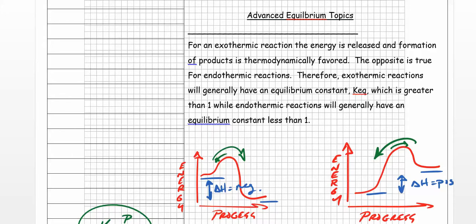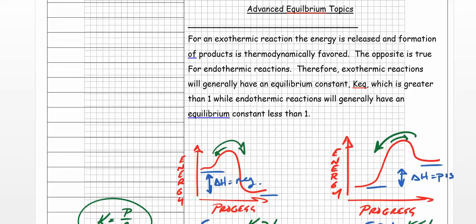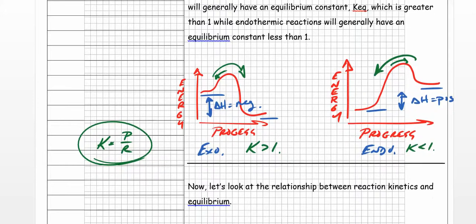Now, in this particular installment, we're going to be looking at some advanced topics in equilibrium, and they include the relationship between equilibrium and thermodynamics to begin with, and then equilibrium and reaction kinetics. So if you're not thoroughly familiar with those topics, you're probably better off holding off on these advanced topics and then waiting until you're more familiar with thermodynamics and reaction kinetics. So here we go. Let's start with the relationship between equilibrium and thermodynamics.